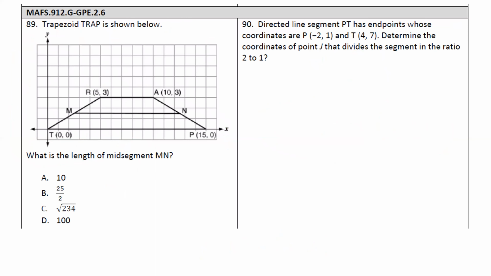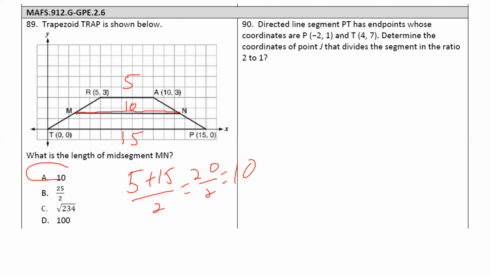All right. On 89, they want the length of the mid segment for MN. To find that length of mid segment, normally do the average of the 2 bases. Well, on this one, it's pretty easy to find the length of the 2 bases. We have the bottom one goes from 0 to 15. It's a horizontal line, so the length is 15. On top, the length of this one is 5. What's the average of 15 and 5? 10. Now, if you need to actually work that out, we can work that out. 5 plus 15 divided by 2, 20 divided by 2 is 10. On this one, you could actually get away with counting the spaces as well.